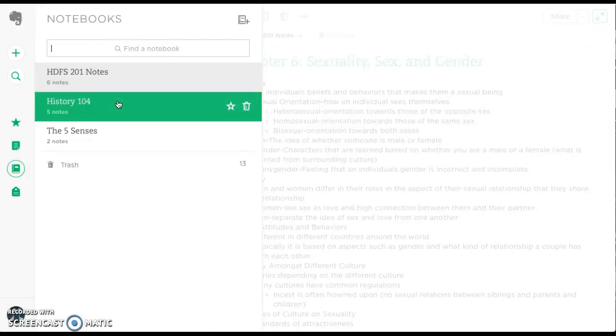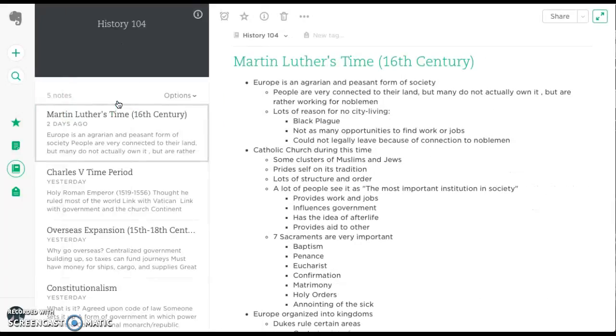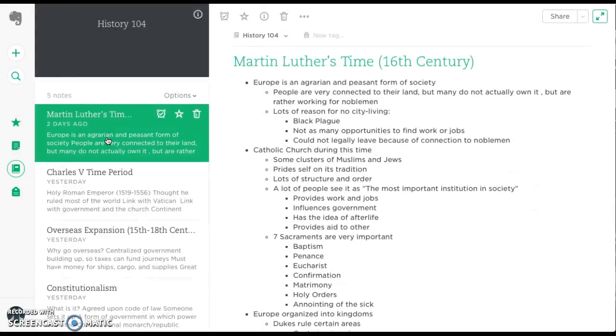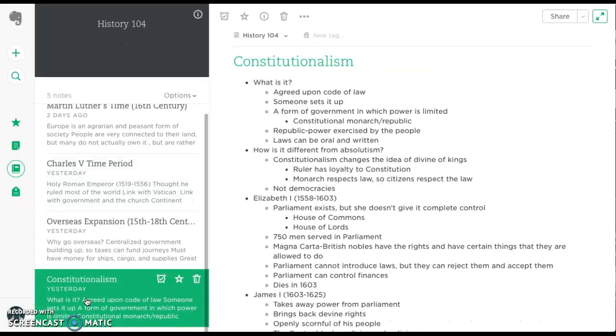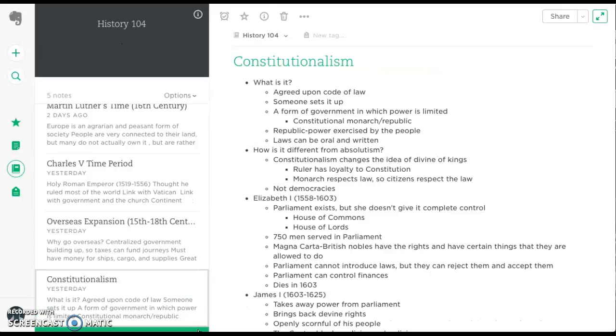Now the next one I made was for History 104, and it follows the exact same format. I just have the first 5 days of notes in here, so you can see I have day 1, day 2, day 3, day 4, and then down here I have day 5.